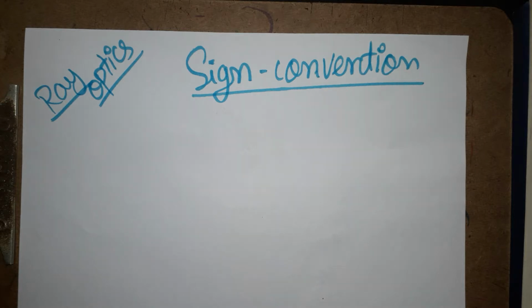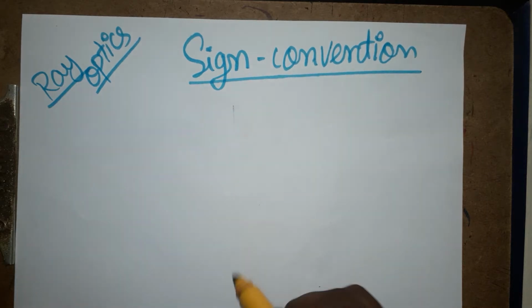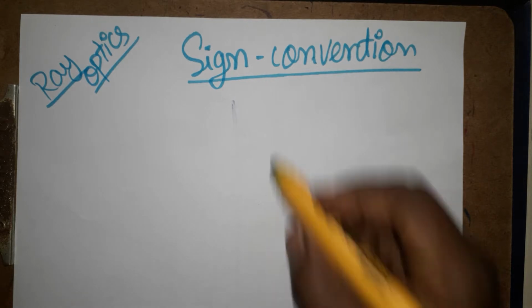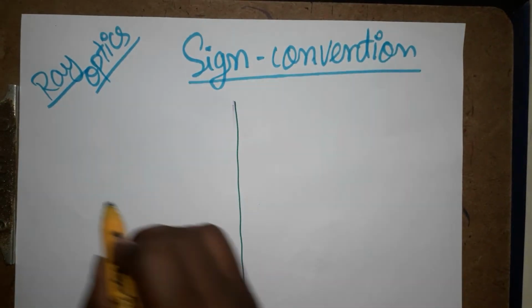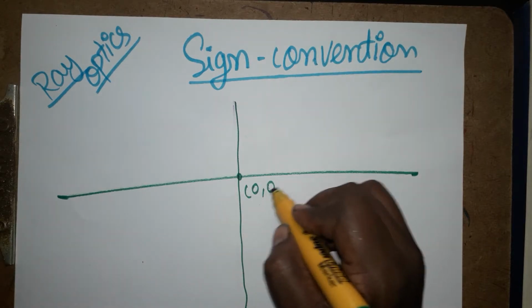It is mainly helpful for the NEET exam. So see here, first, sign convention. Before going to the sign convention, you need to know the graph. I have taken a normal graph. What does a normal graph have? The center will be the origin, so this is the origin (0, 0).